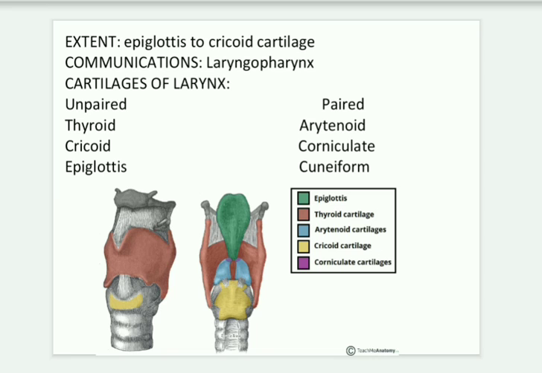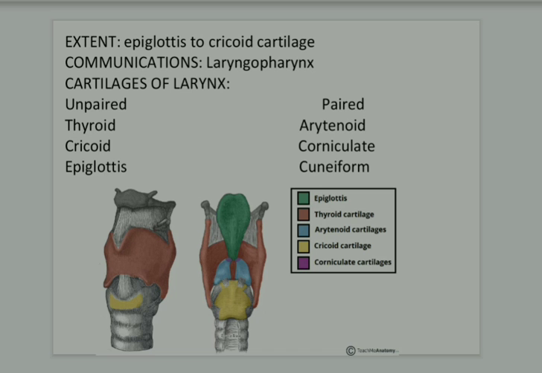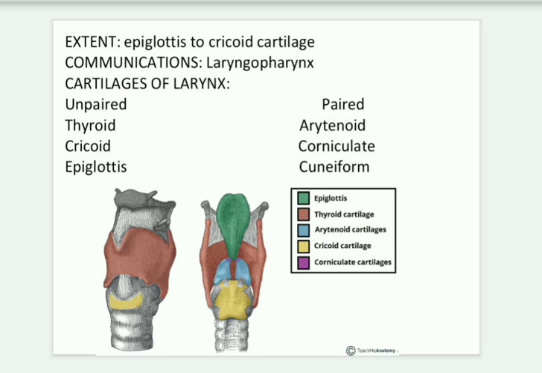So it has 9 cartilages, of which 3 are unpaired and 3 are paired. Your unpaired cartilages are thyroid, cricoid and epiglottis. Your paired cartilages are arytenoid, corniculate and cuneiform.